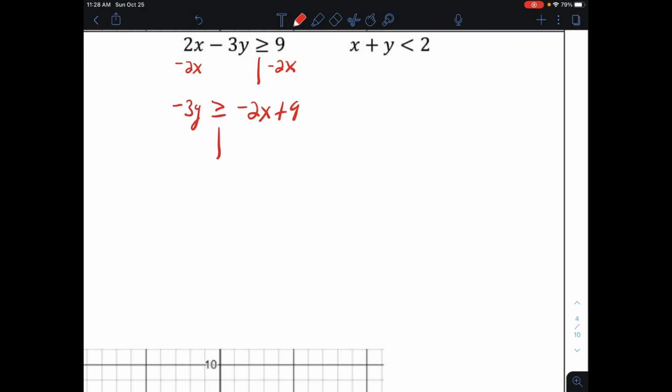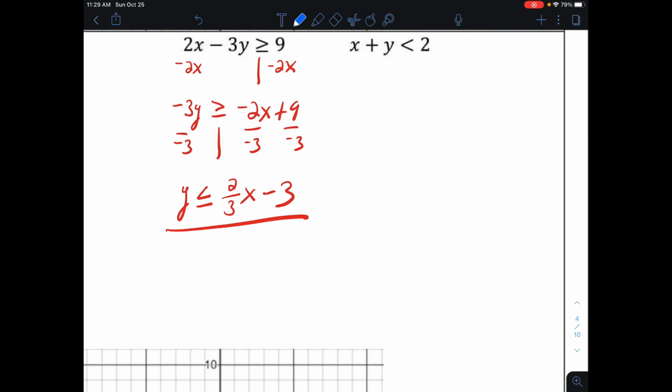Now I have to divide off that negative 3 from the y, and I have to do that to every little piece. Now that gives me y. And remember, if I divide an inequality expression by a negative everywhere, I got to flip that inequality sign to face the other way. So it becomes less than or equal to, that'd be positive 2/3 x minus 3. So there's one of our inequality expressions.